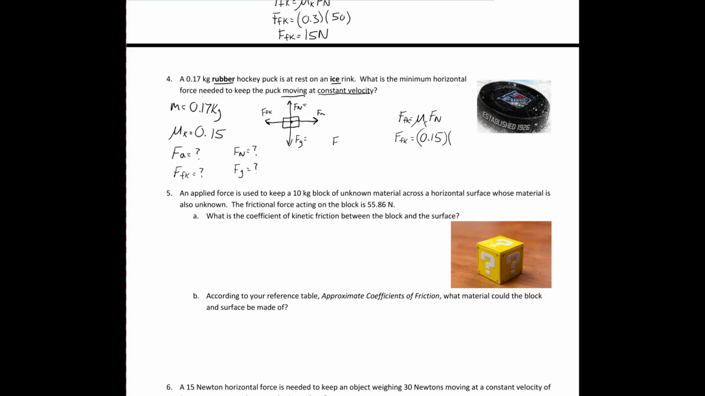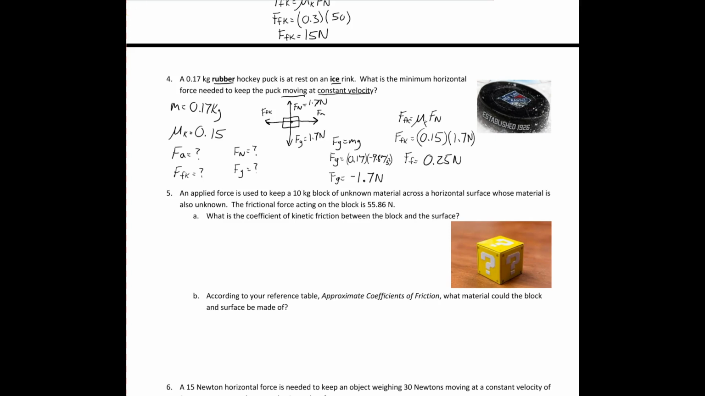So if we do Fg is equal to mg, Fg is equal to 0.17 kilograms times negative 9.8 meters per second squared. Fg, the weight of the puck, is 1.67, so we can round that to 1.7 newtons. So this is 1.7 newtons downward, negative. So the normal force must balance that out, 1.7 newtons up.